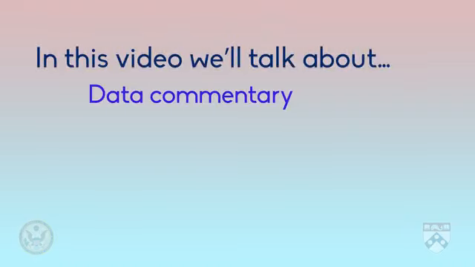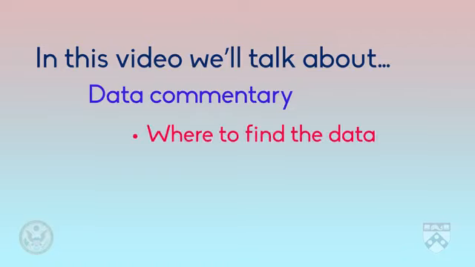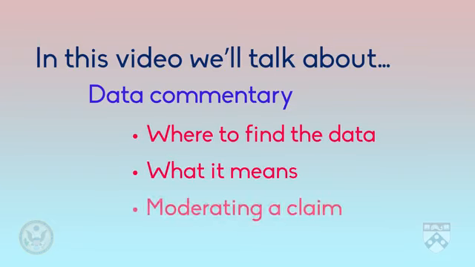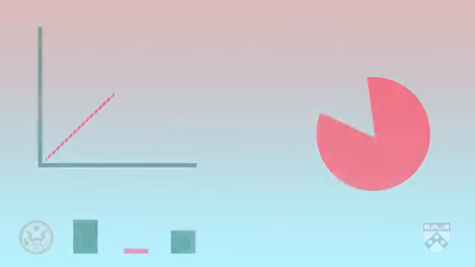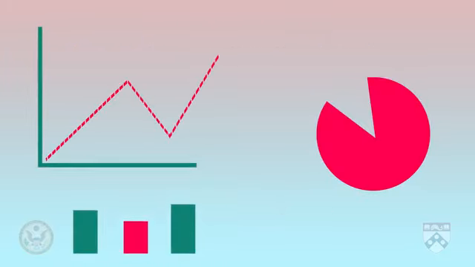Hello. You just read a text with many tables and figures. In this video, we'll look at describing data from tables and figures, how a journalist can tell people what the numbers and figures in an article mean. We call this data commentary, and we'll look at three things: where to find the data, what it means, and moderating a claim. Data commentary in journalism is important because tables and figures are often difficult to understand.